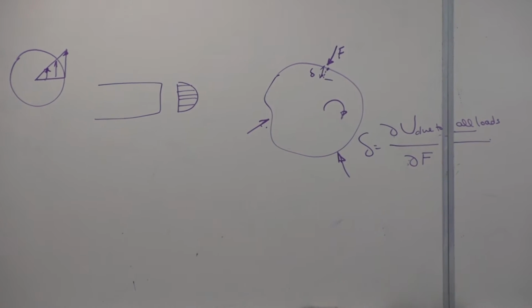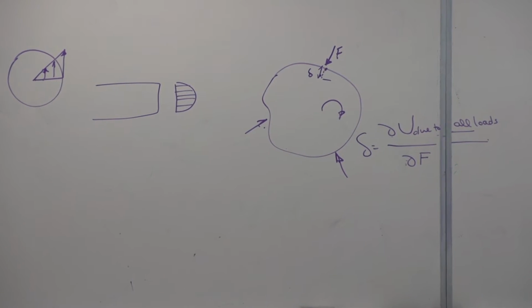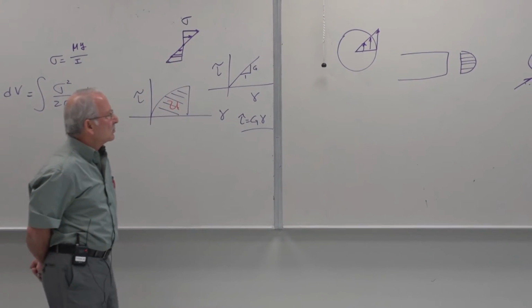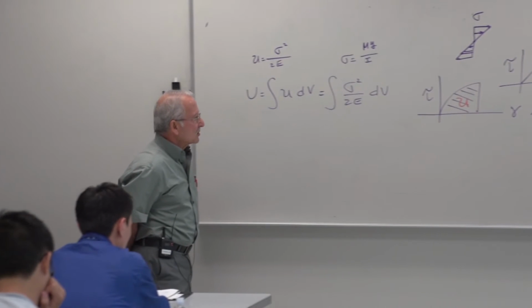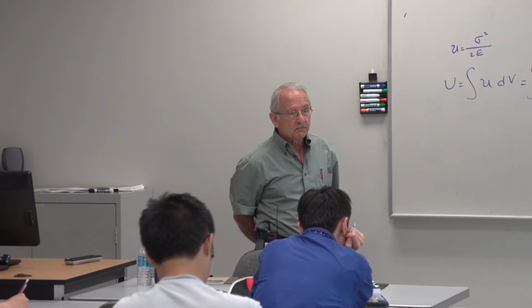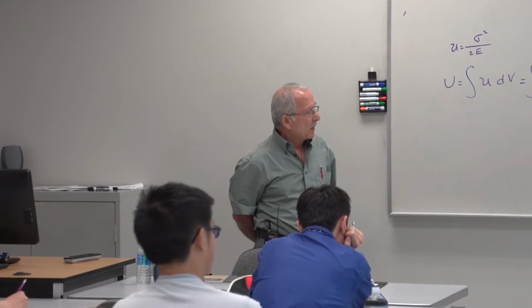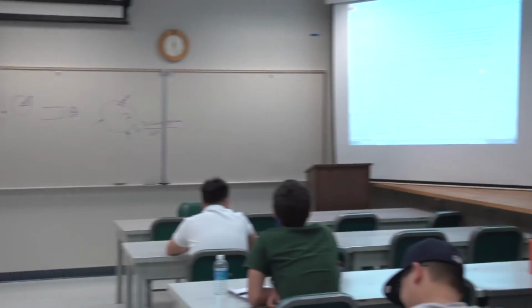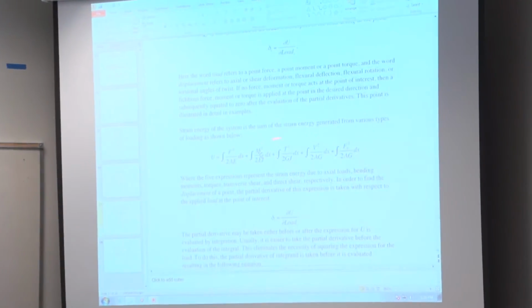Angle of twist would be partial of u with respect to T, a torque, point torque at that point. We'll do some example problems there. Any questions? Okay. Now, in order to find the value of u, you have to include the strain energy due to every single force.